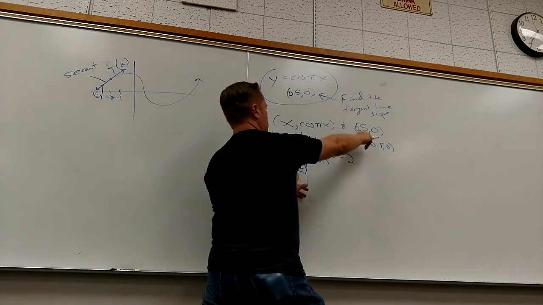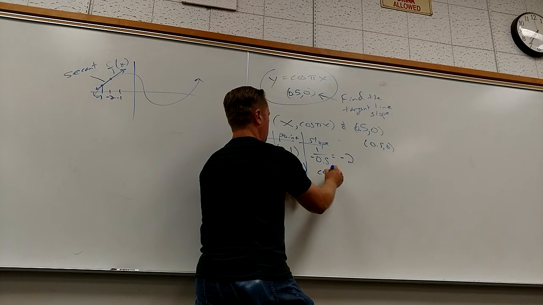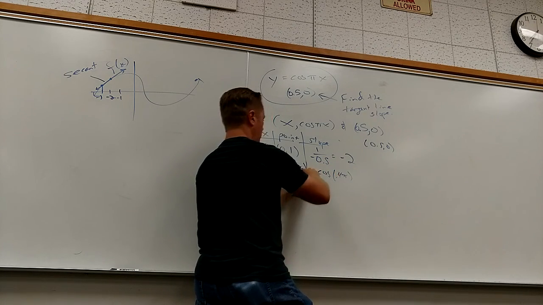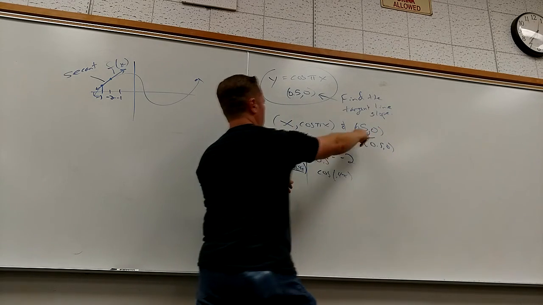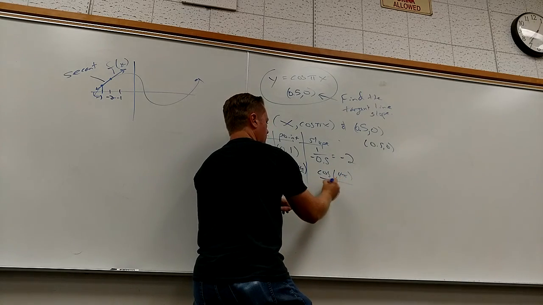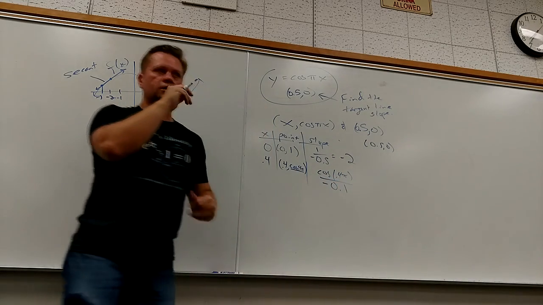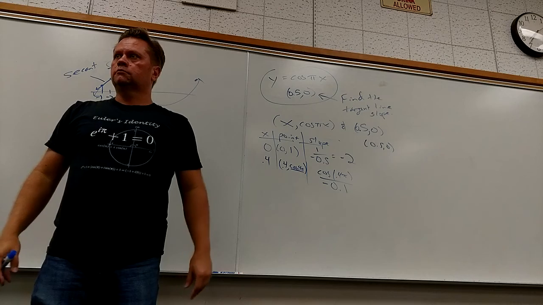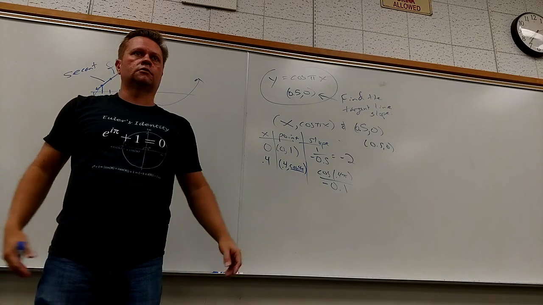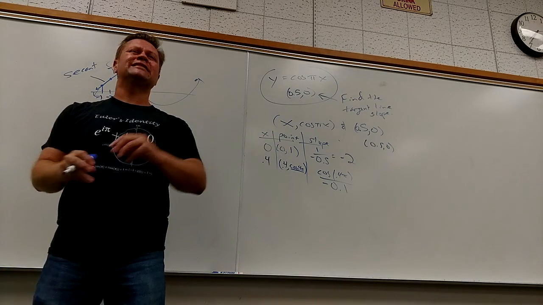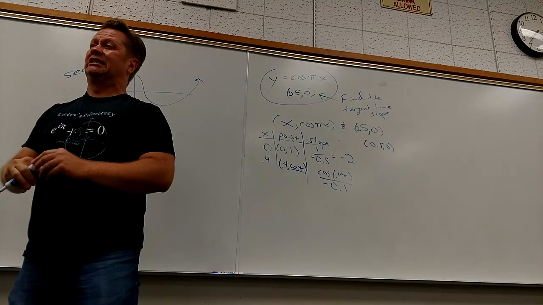What would the slope be between these two? It would be cosine of 0.4 pi, bam, minus this. Over 0.4 minus 0.5 is negative 0.1. Now, throw that in your calculator. Now you can round. The problem says correct to 6 decimal places.